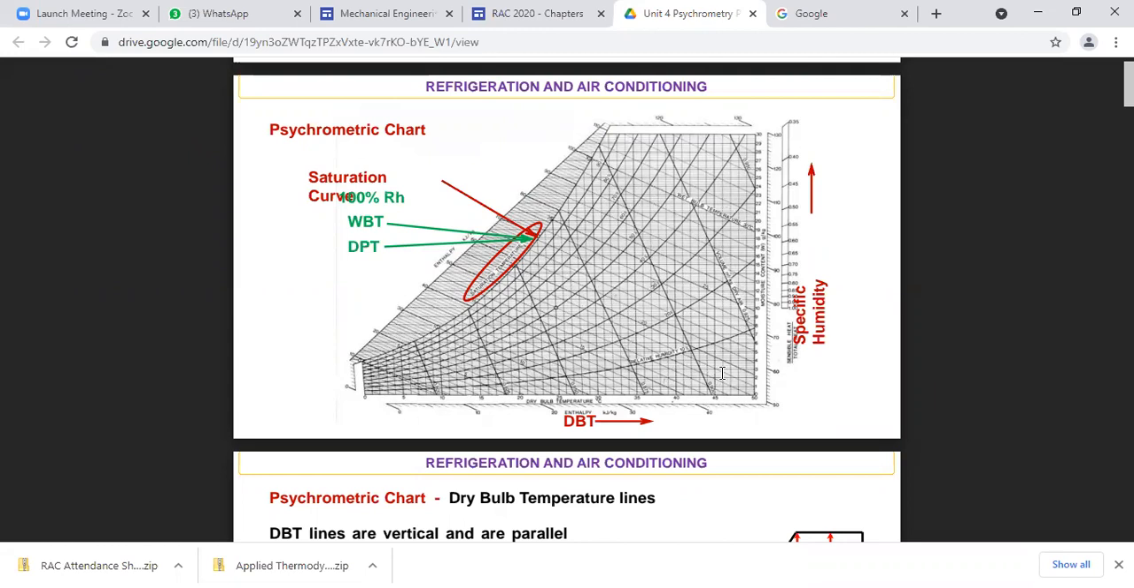Good morning, students. Today we are going to start the new chapter, that is psychrometry. In the previous lectures, we have seen the condenser, evaporator, and expansion devices. Now today we are going to start the new chapter, that is psychrometry.